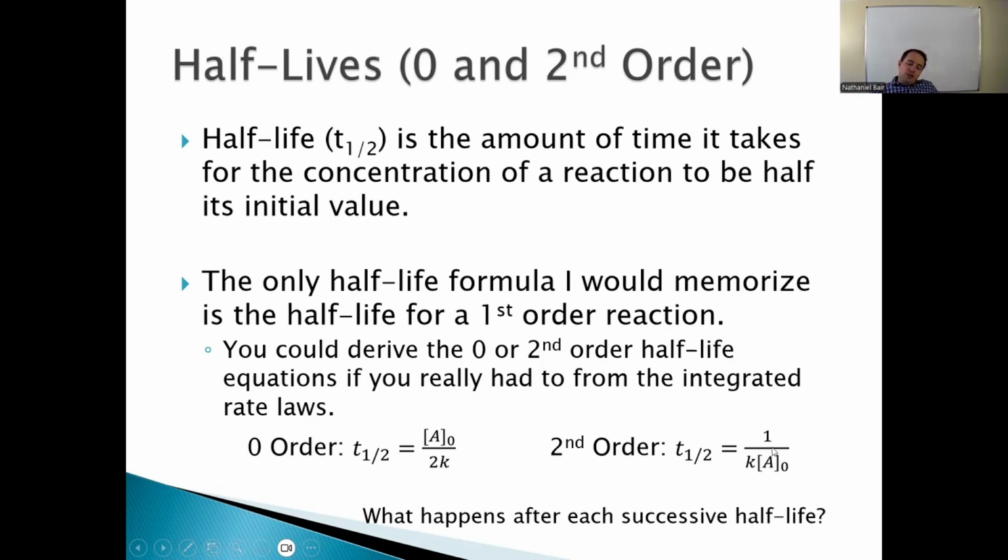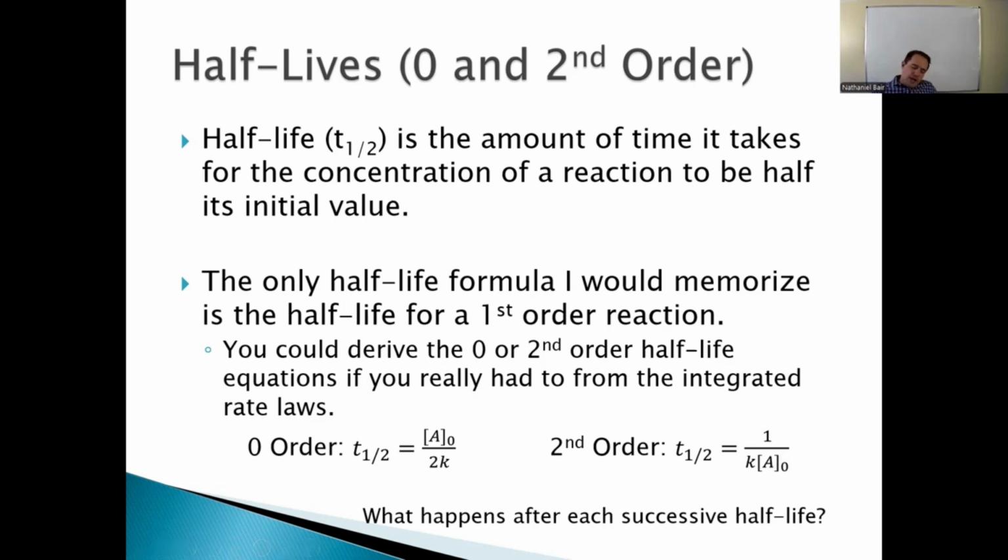If something is undergoing second order decay, it actually gets faster because after the first half life, I'm now dividing by like 0.5 or 50 instead of 100. And after the second half life, I'll be dividing by 25. And after the third half life, I'll be dividing by 12 and a half. So it actually gets faster because I'm dividing by a smaller number each time. It actually speeds up.